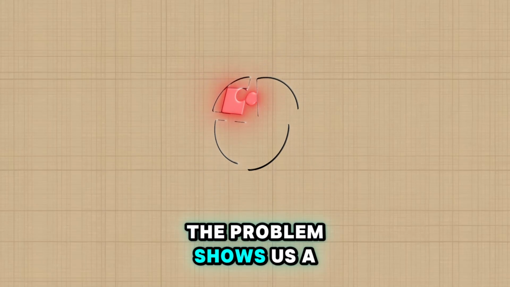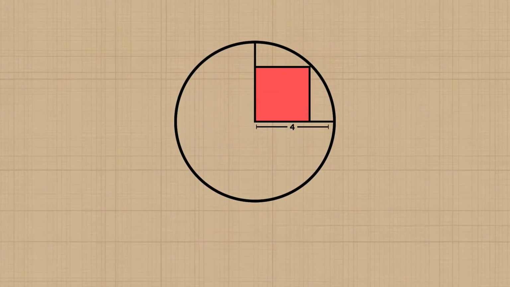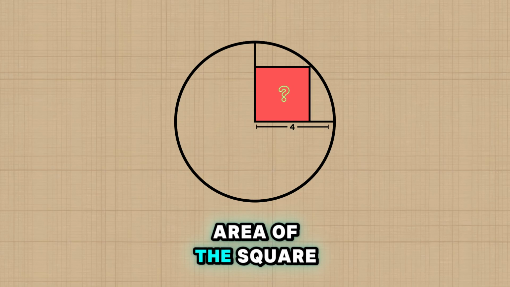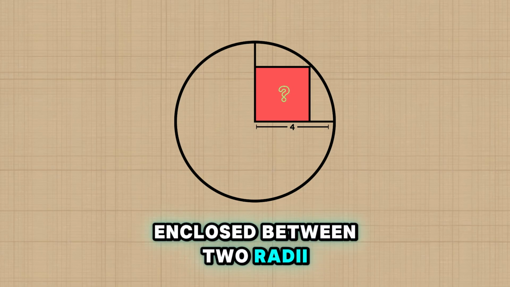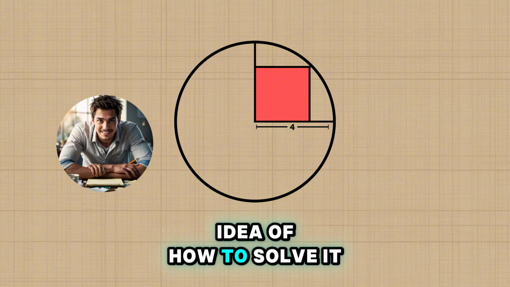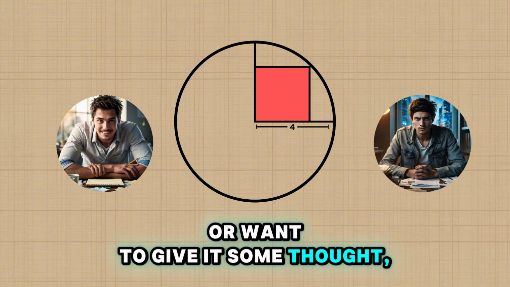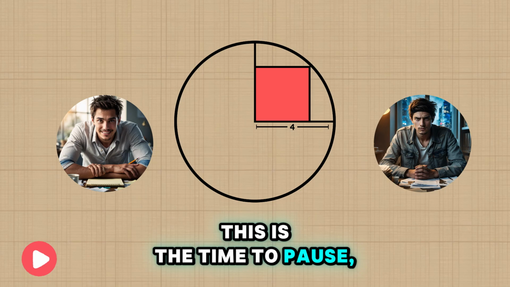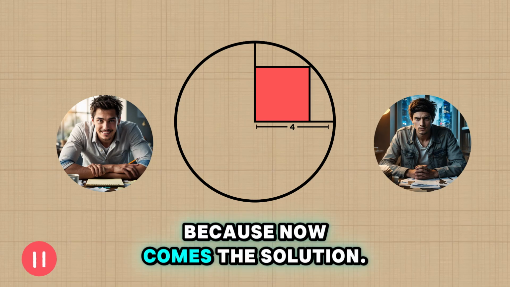The problem shows us a circle of radius 4 and asks us for the area of the square enclosed between two radii and the circle, that's all. If you already have an idea of how to solve it or want to give it some thought, this is the time to pause, because now comes the solution.